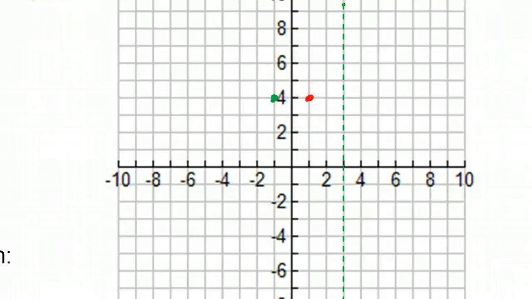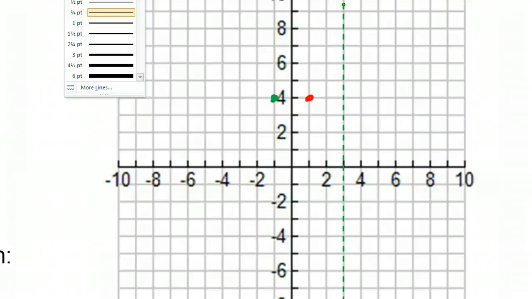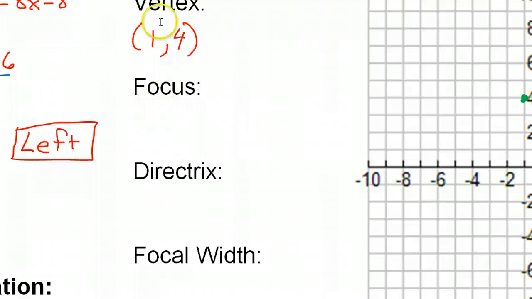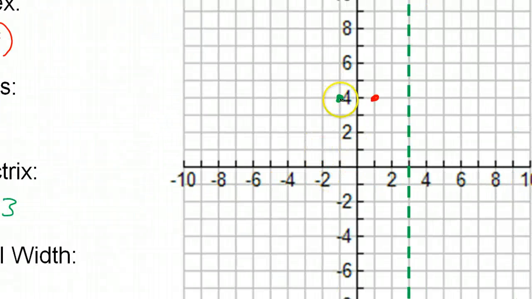Should I make it darker? Well, that's better. Okay, what else do I need? Vertical lines are always x equals something, so that's x equals 3. Did I forget to write down what the focus was? The focus, the green dot here, is negative 1, comma 4.